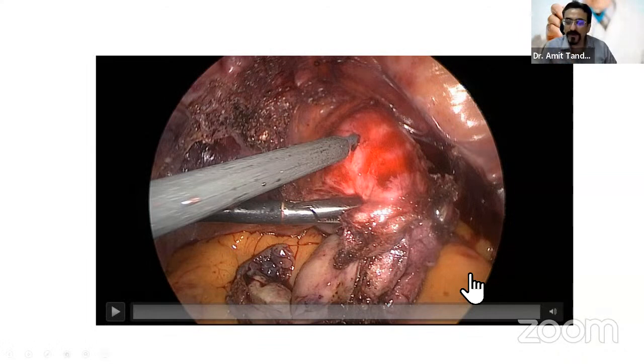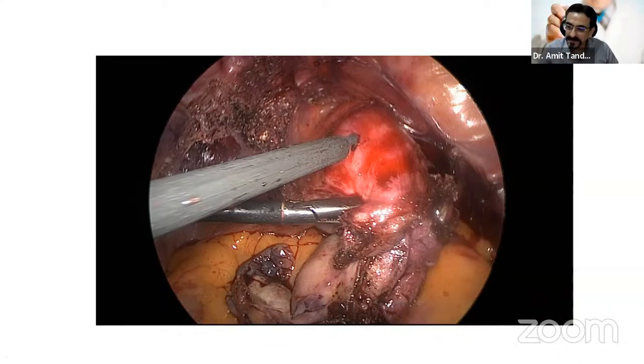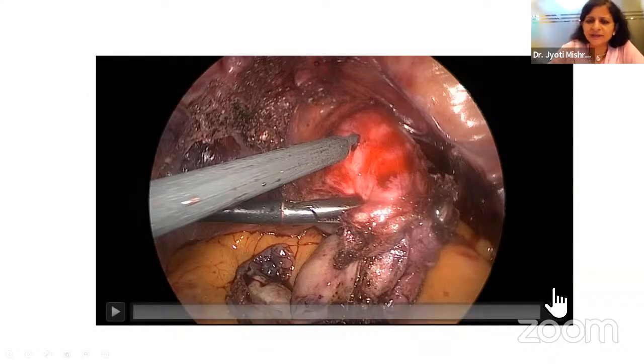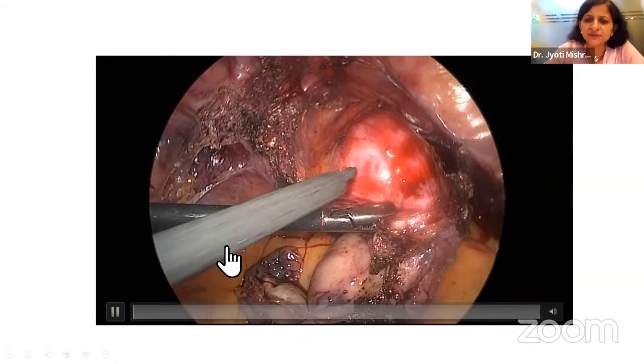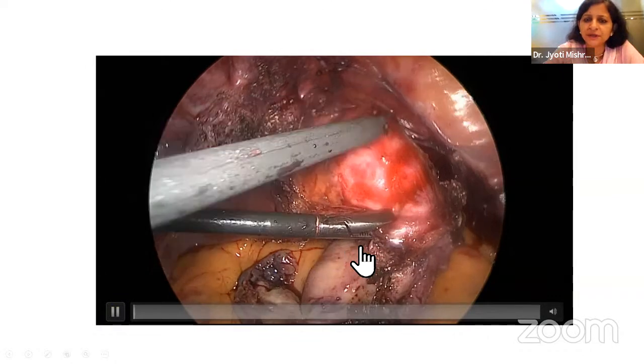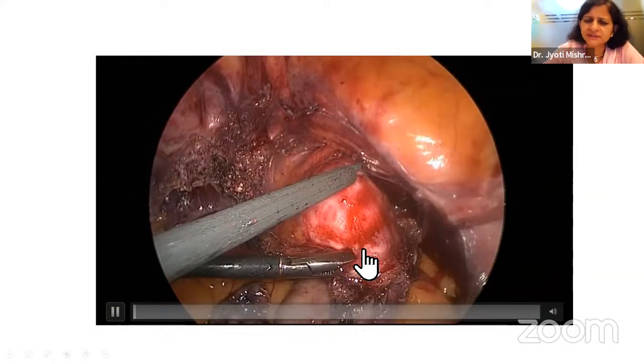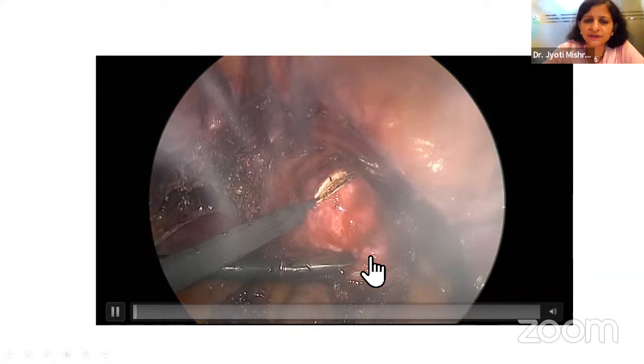Normally, we don't keep the Foley's inflated because it interferes with the surgery. In such cases, 5 ml is quite enough, not too much, and usually doesn't come in the way. So this was a patient where the vagina was very narrow. We could not put any manipulator, so we started cutting the cervix. The surgery was a little tricky, but not so difficult.